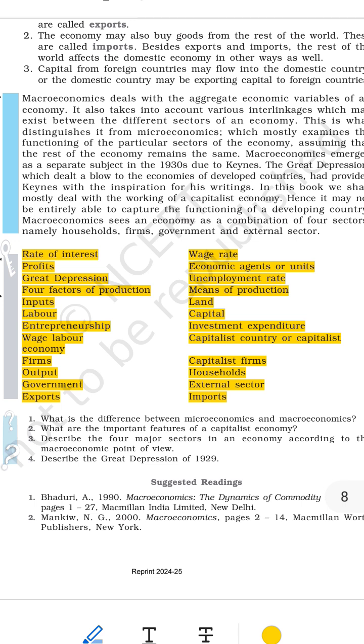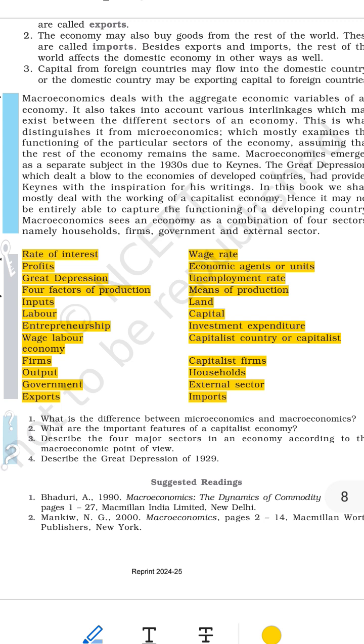Wage rate: the payment made to labour per unit of time. Profits: profits are the excess of revenues over costs. It is the return to the entrepreneur for bearing risks and organising production. Economic agents or units: economic agents are individuals or institutions who take economic decisions, like households, firms, government, and the external sector.